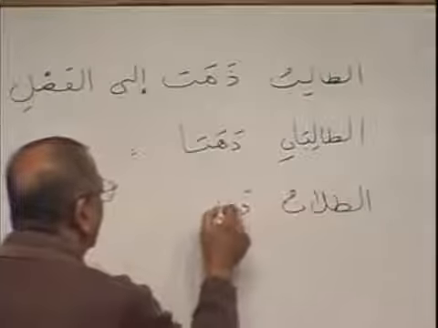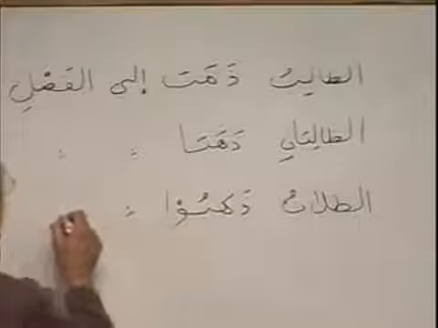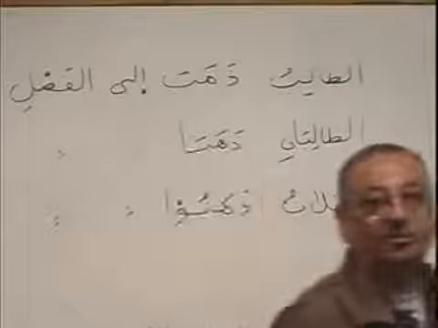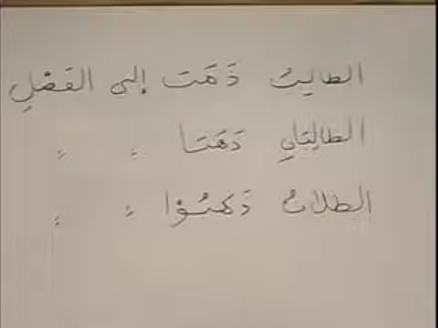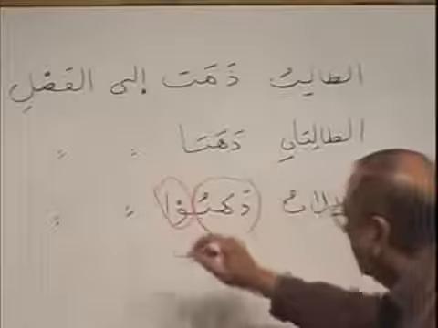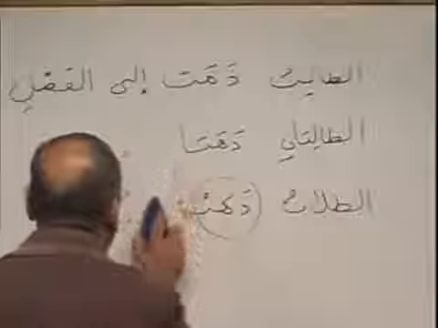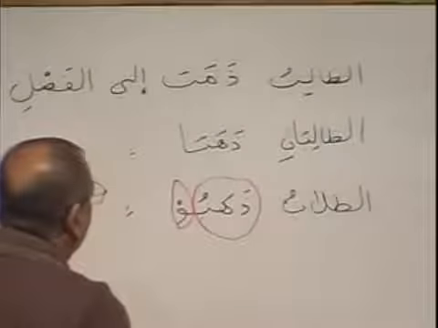Now I say to you, at-tullabu zahabu ilal fasli. What is at-tullabu? Mubtada. Where is the khabar? Jumla fi'liya. What is zahabu? Zahabu without waw is your fi'l. And where is the fa'il? Waw. See, this is your fi'l and this is your fa'il. I should not do it this way. And then I keep the alif outside.